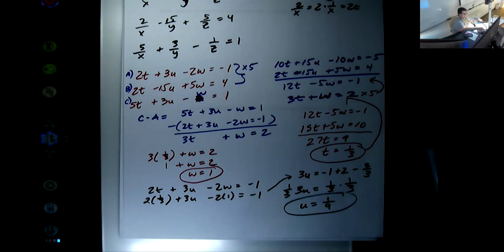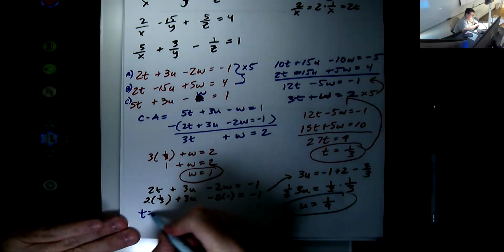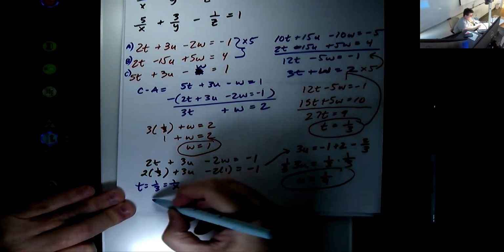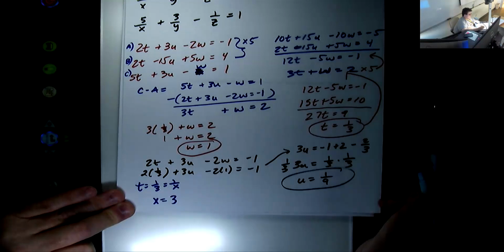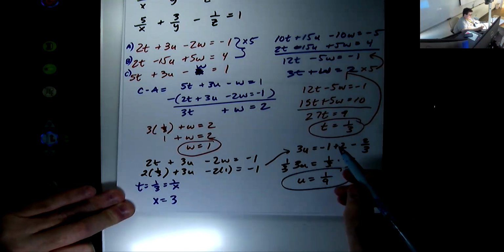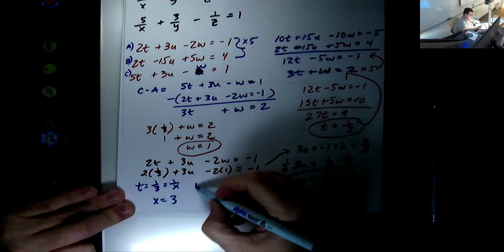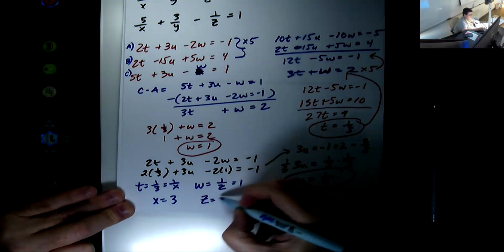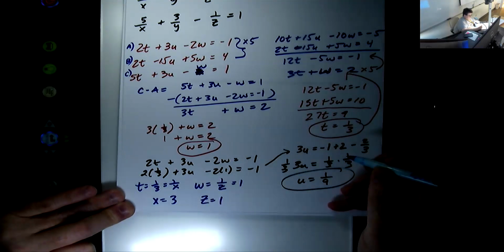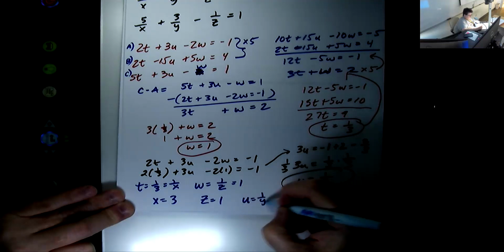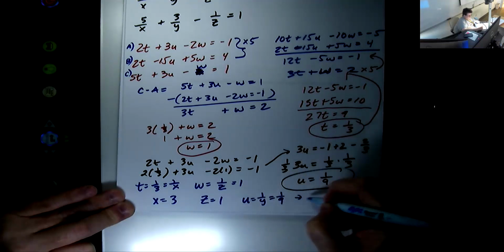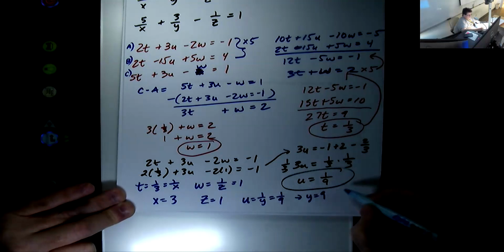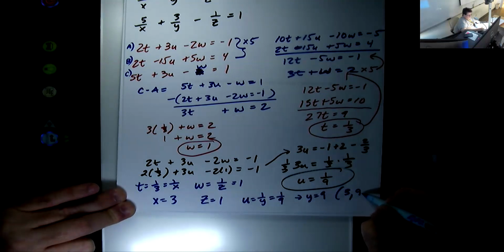So t was 1/x. If you cross multiply, you get x equals 3. w was 1/z, which equals 1. So z equals 1. And u equals 1/y, which equals 1/9. You cross multiply, you get y equals 9. So your coordinate is 3, 9, 1.